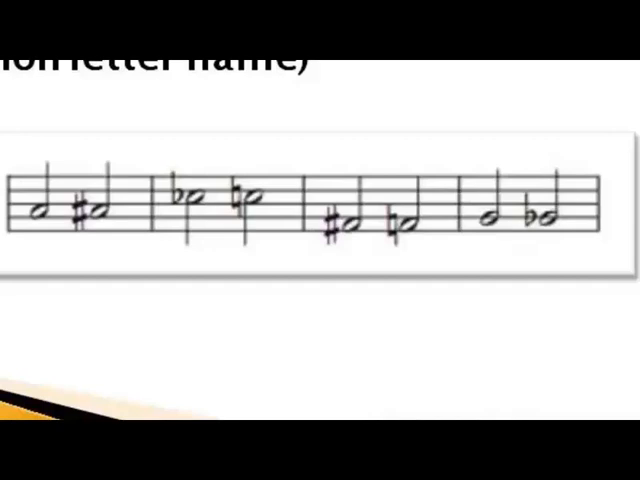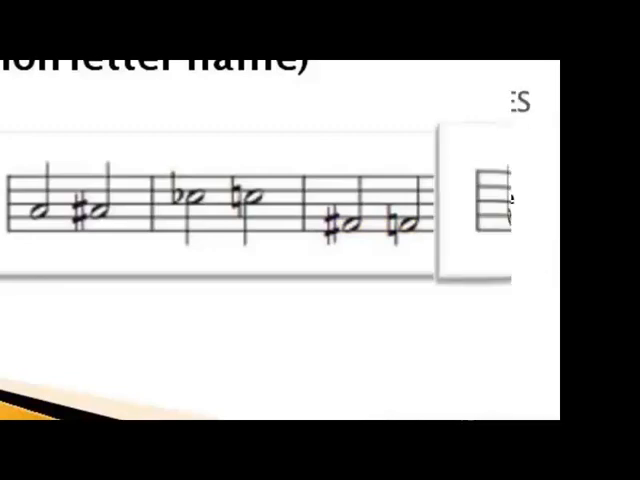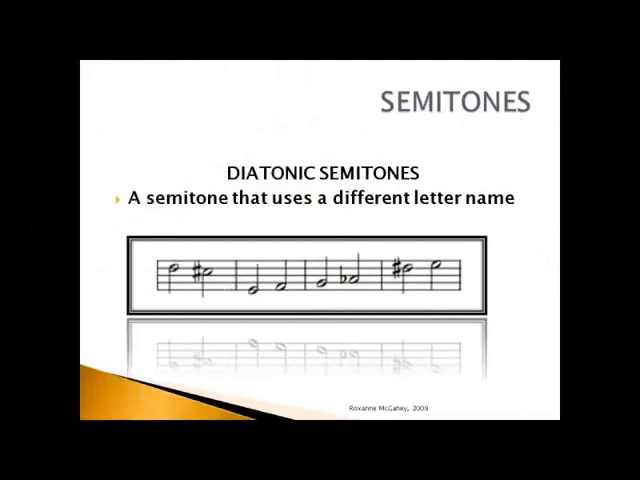Let's assume that we're in the treble clef. That would be A to A sharp in the treble clef. We have a common note name, A. The next example, again, if we assume we're in the treble clef, would be C flat to C natural. The next one would be F sharp to F natural and G to G flat. They all have the same letter name or a common letter name.